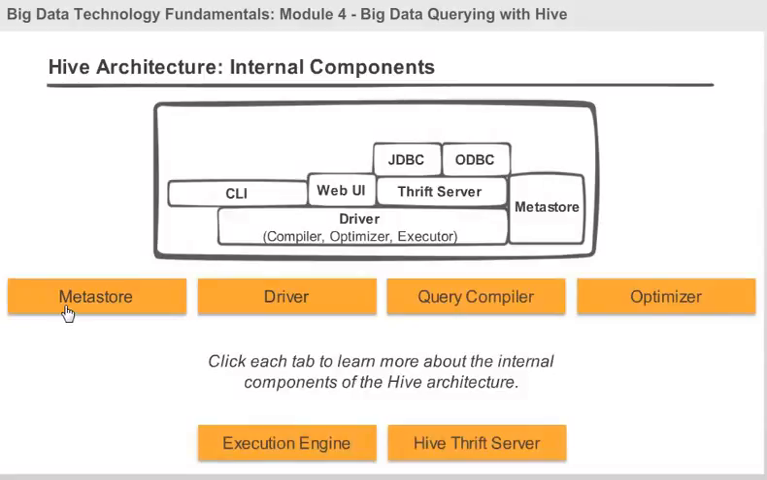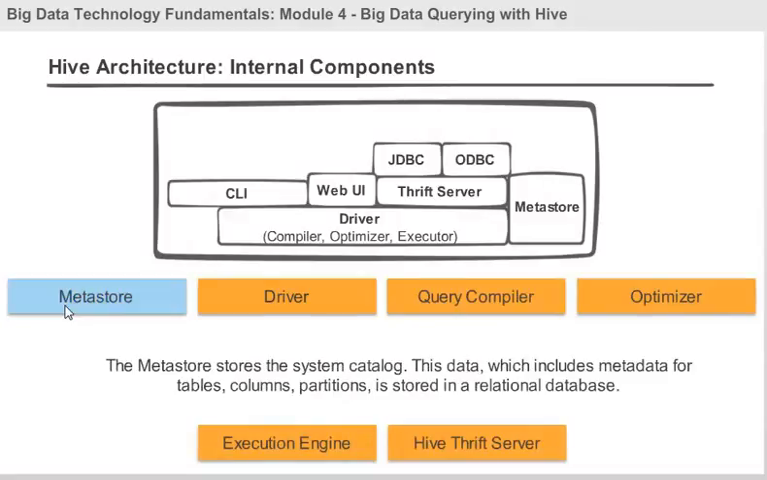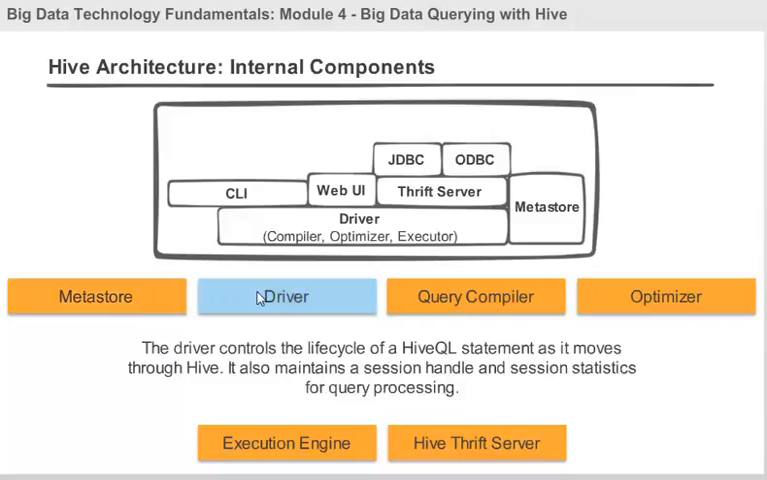The Metastore stores the system catalog, which contains metadata about tables, columns, partitions, and so on. This information needs to be rapidly served to the compiler, so it is stored in a traditional RDBMS. The driver controls the lifecycle of a HiveQL statement as it moves through Hive. The driver also maintains a session handle and session statistics for query processing.